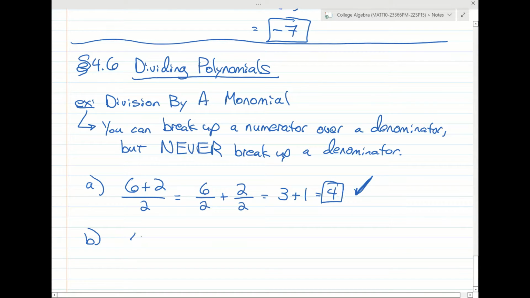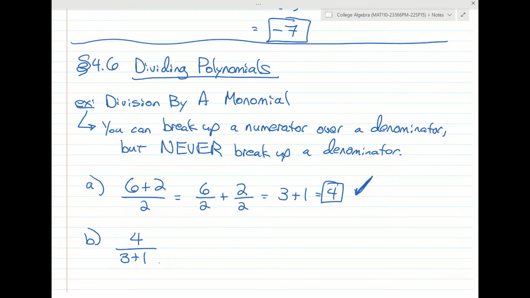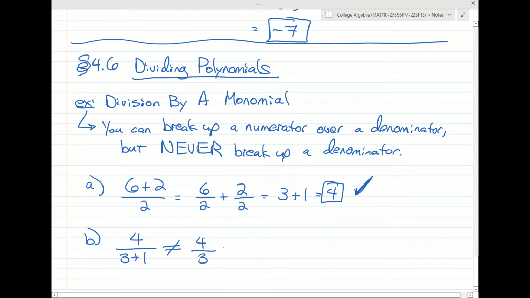is if we had, let's say, 4 over 3 plus 1. You're allowed to break up a numerator, so 6 divided by 2, 2 divided by 2, but you're not allowed to break up a denominator, 4 over 3 plus 4 over 1. This is really wrong. So you could break up a numerator, you just can't break up a denominator.